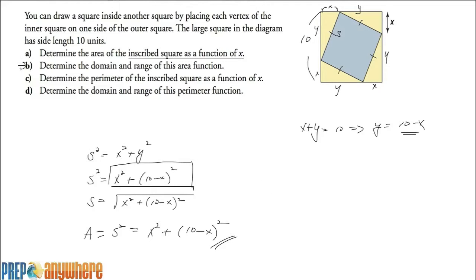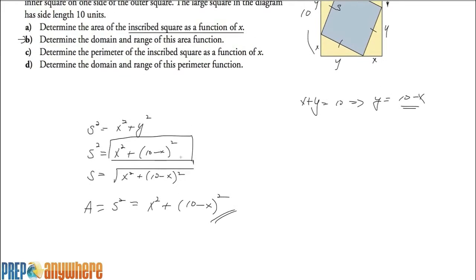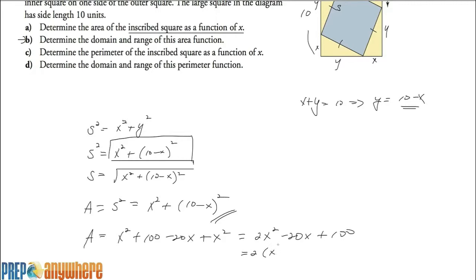Second part, part B, determine the domain and range. The first thing we actually have to do is expand this out, because we're going to get a quadratic, which is a parabola. x squared plus 100 minus 20x plus x squared. Combine the 2x squared, and you get 2x squared minus 20x plus 100. Let's factor out a 2 from the first two terms.